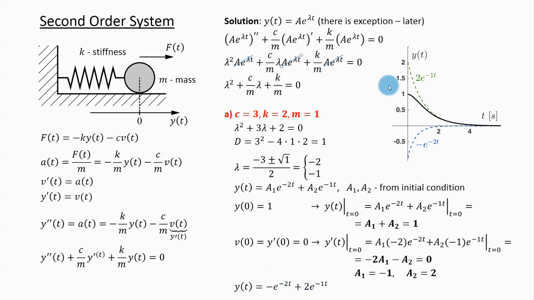When I plot them, I get this. The blue line is actually a separate plot of my first exponential, and the green line is a separate plot of my second exponential. When I add them up, I get this black line, which is the position of my ball.